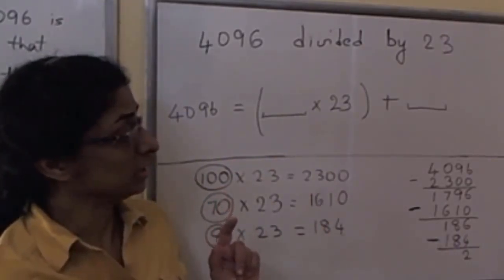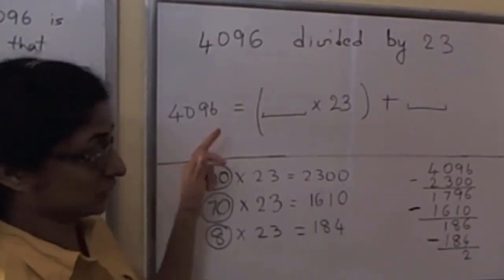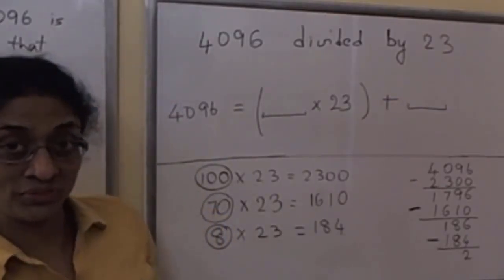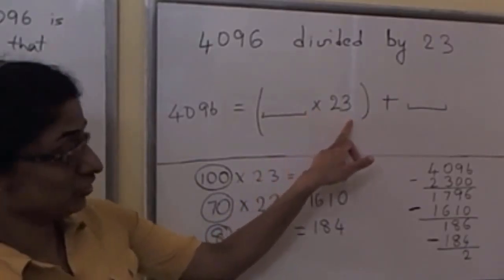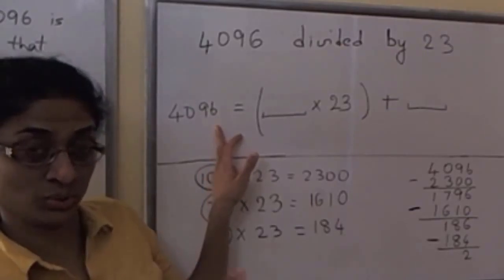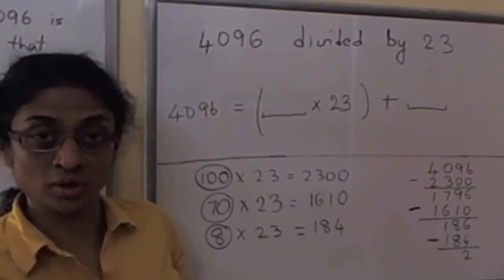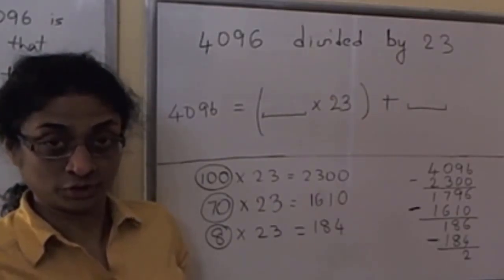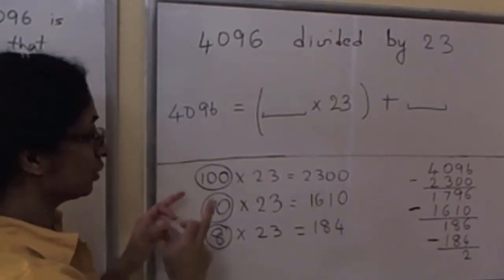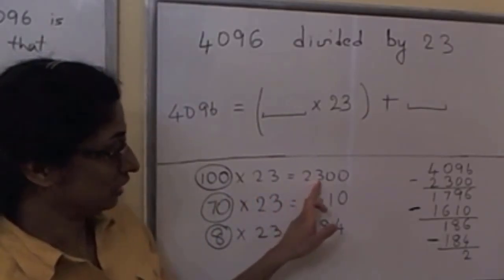So how do we go about solving this one? Do we have any 4-digit number of copies of 23 in 4096? The smallest 4-digit number we have is 1000. Well, if you multiply 23 by 1000, we go well over 4096. So there are no 4-digit number copies of 23. Next, we look for 3-digit copies of 23. The smallest 3-digit number is 100. So we do this calculation, 100 times 23, which is 2300.